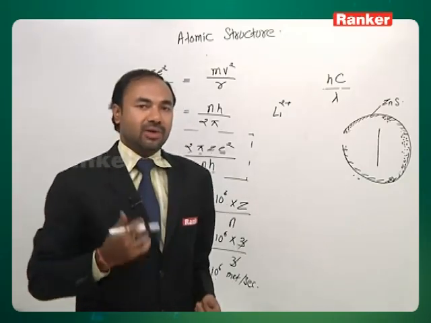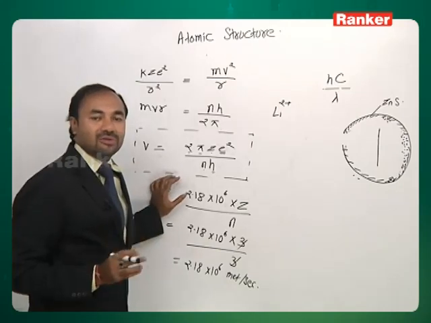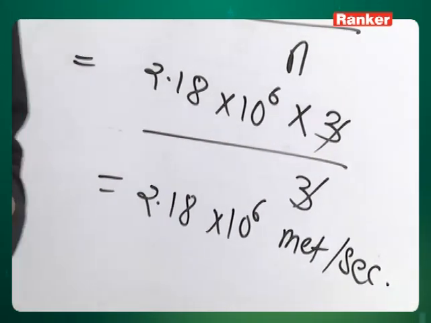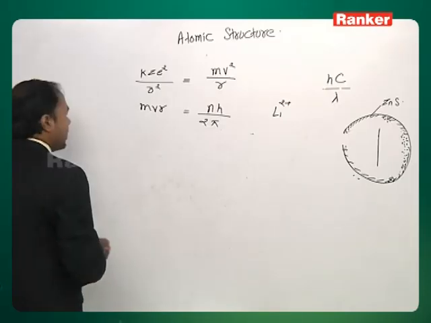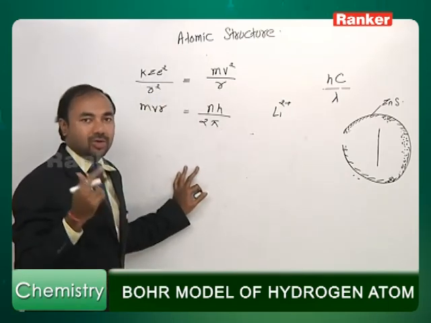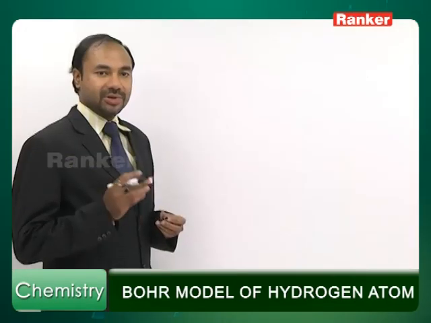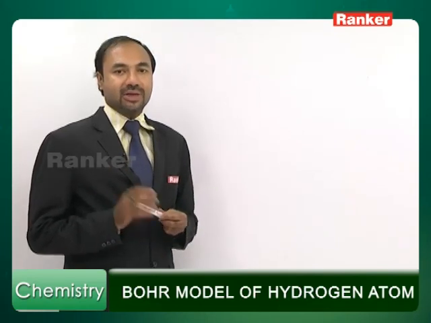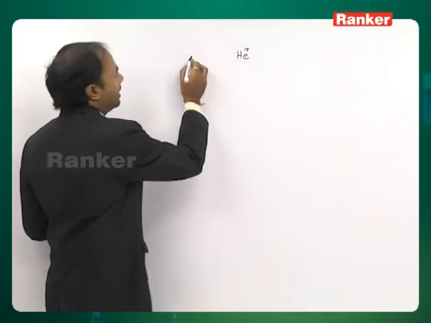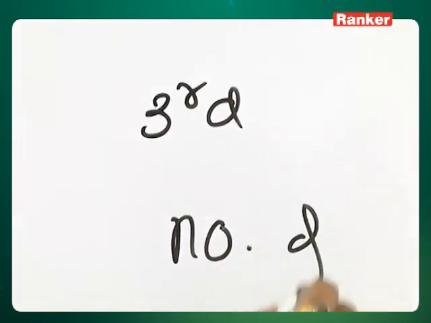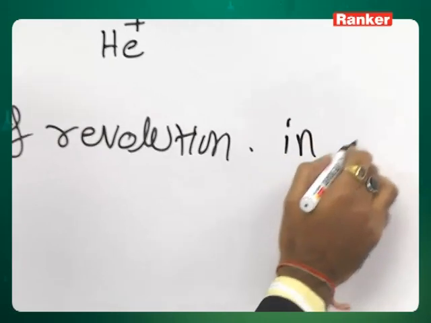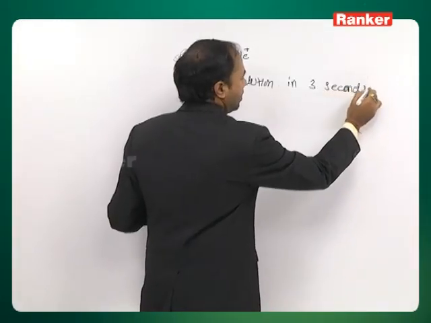Right, now see, once in IIT one question was asked: find how many revolutions will be done by an electron present in the third shell of Li2+ ion. How can that be solved? Easily it can be solved. See, the number of revolutions done in 1 second in the third shell of Li2+ ion. What we can calculate here is the speed at which the electron is moving. Now suppose one question comes: calculate the number of revolutions done by an electron in the third shell of He+ ion in 3 seconds. This is what we have to find.